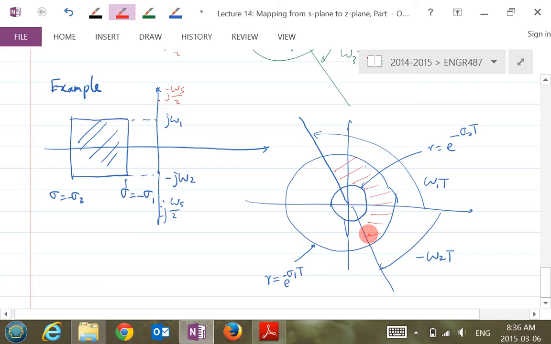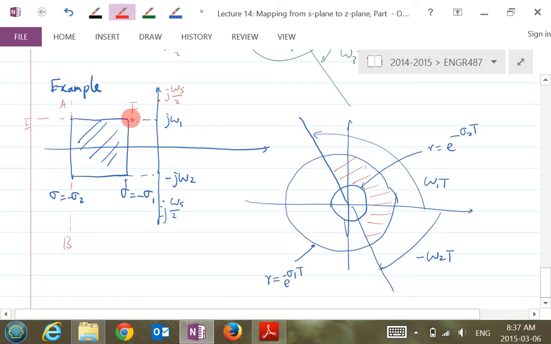Okay. Here's another thing I thought would probably be useful. Let me label something here. Let's say this is A, this is B. So this is a line AB. And this is a line, this is E, and this is F here. So what's the nature of AB and EF in the S plane?